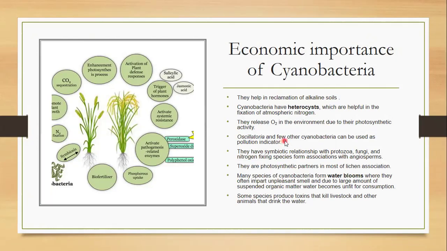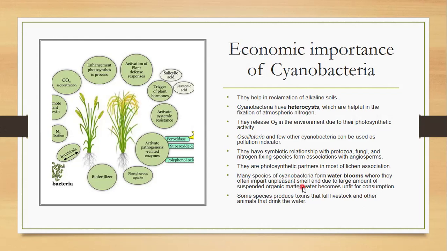Specifically water pollution. Oscillatoria as well as the cyanobacteria such as Nostoc are indicators to determine whether water pollution is there, or the concentration of the pollutants. They have symbiotic relationships with protozoa and fungi, and nitrogen-fixing species form associations with organisms. They are the photosynthetic partners in most lichen associations.